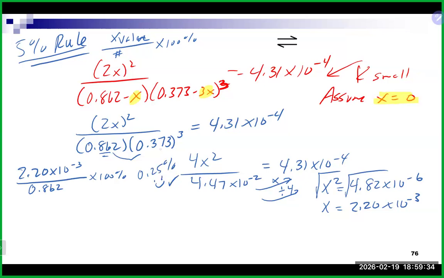By the way, you can check both. If one works, typically they're both good. But if you were going to check the other one, since that really is 3x, you technically would take 3 times 2.20 times 10 to the minus 3, divide it by 0.373, and times it by 100% as well. All right, 3 times 2.2 times 10 to the minus 3 divided by 0.373 times 100. That's 1.8%, also less than 5%. So that's happy faces all day, right? So you don't have to go back and solve some other way.